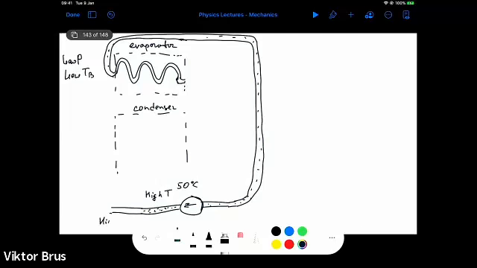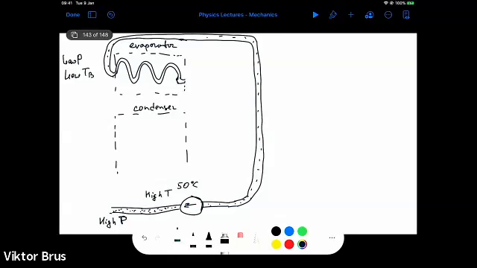Also high temperature, high pressure. High temperature and high pressure. Our boiling temperature is now much higher, but still it is not higher than 50 degrees Celsius. So it is something like 20, 25, like 30 degrees Celsius. So we still have gaseous phase of freon at 50 degrees Celsius at high pressure.